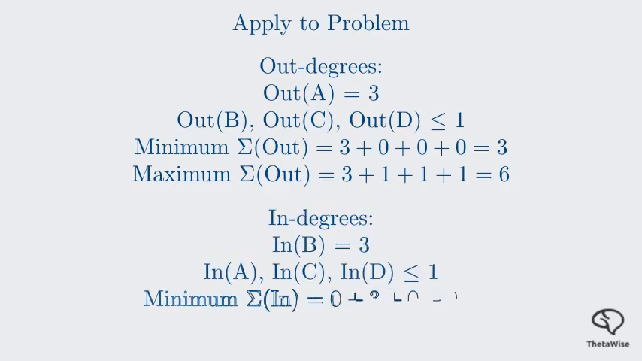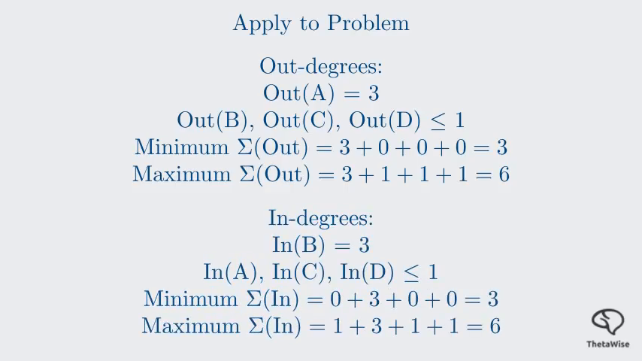Now let's do the same for the in degrees. The in degree of B is 3, and the in degrees of A, C, and D are each at most 1. The minimum total in degree is 0 plus 3 plus 0 plus 0 equals 3. The maximum total in degree is 1 plus 3 plus 1 plus 1 equals 6.